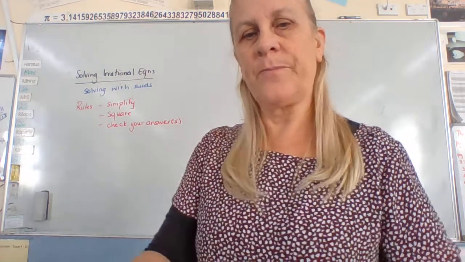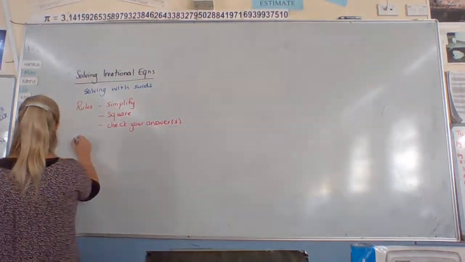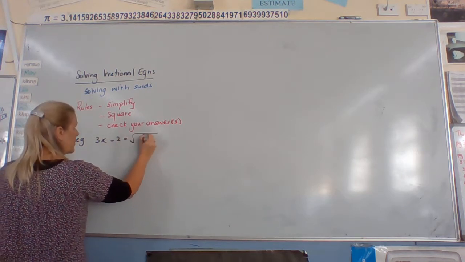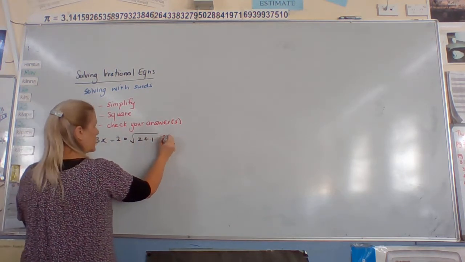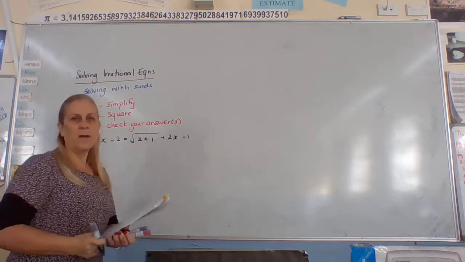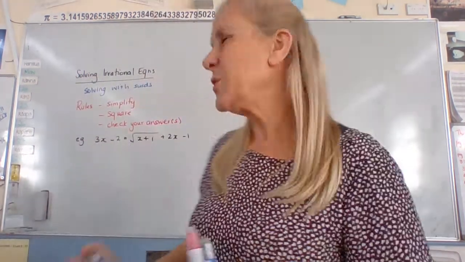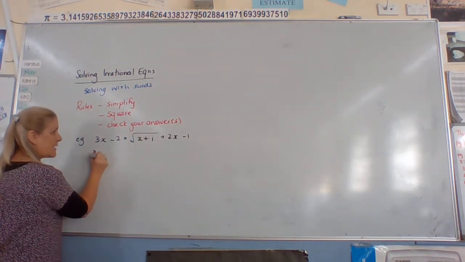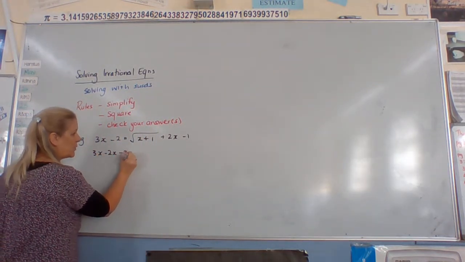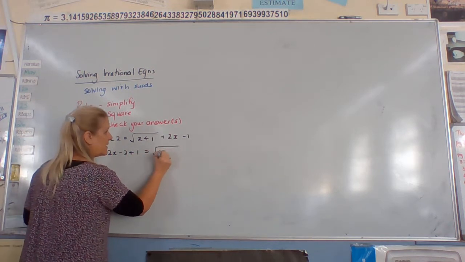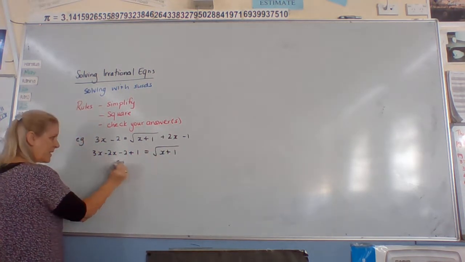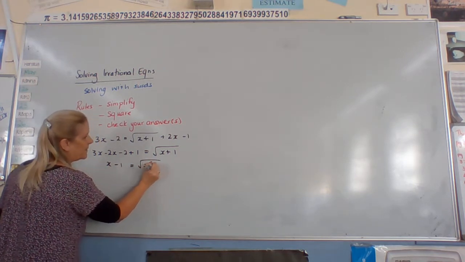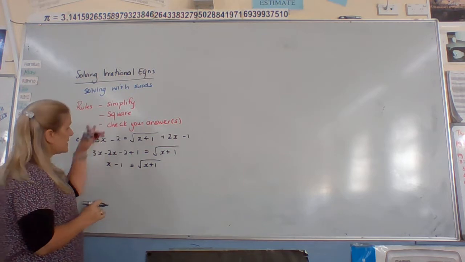Here's one to do. 3G. 3x minus 2 equals the square root of x plus 1 plus 2x minus 1. All right. So first thing we want to do is we want to get everything but the square root over this side. So we're going to go 3x minus 2x minus 2 plus 1 equals that. Then we're going to simplify this side and get x minus 1 equals that. All right, we've simplified.